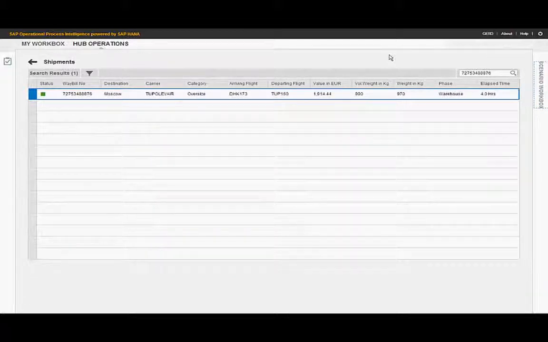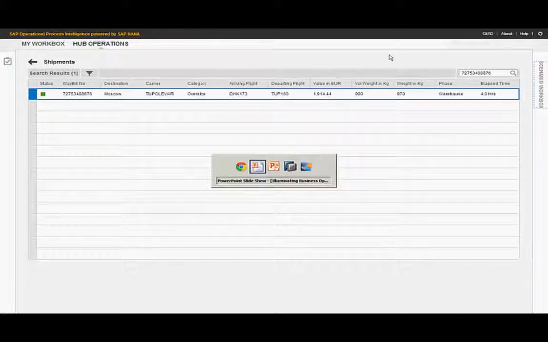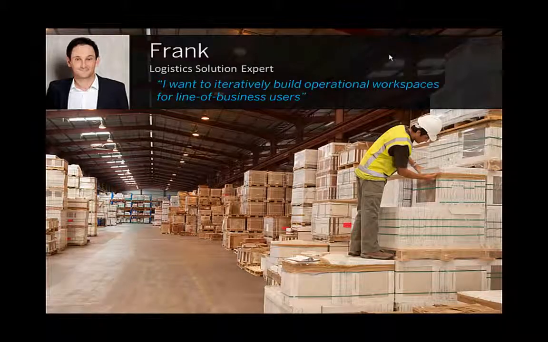So this is not a custom built task, a dashboard or a workspace. I have to show you how this is built very quickly. You have to meet Frank, who's a logistic solution expert, and Frank really wants to work closely with business and build such operational workspaces very iteratively for them.